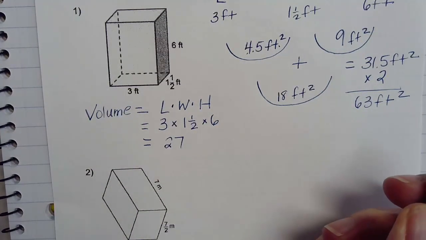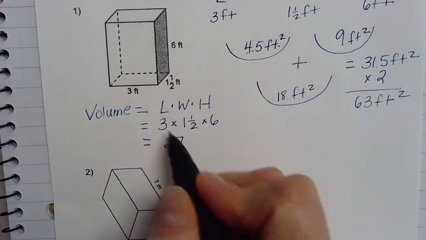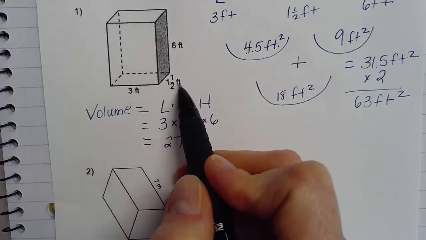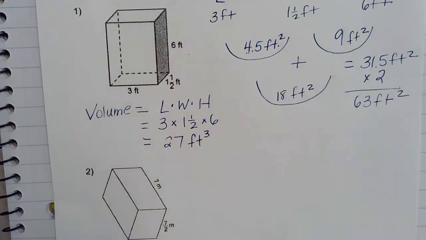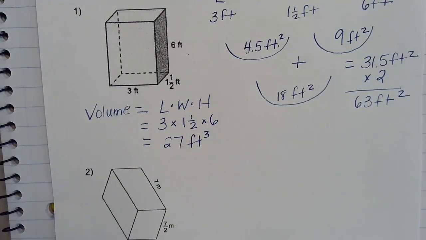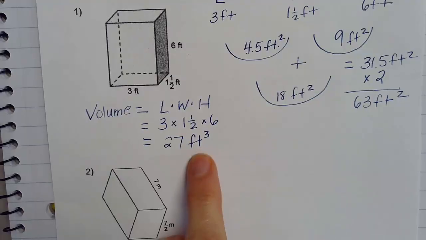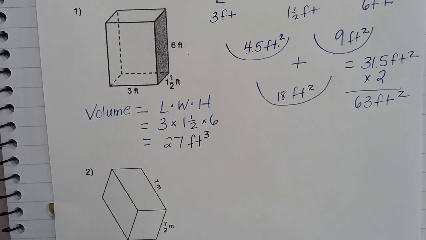Feet, it's volume. Feet cubed because it's feet times feet times feet. So it's going to be feet cubed. Questions. This is flat, and these are cubes that are 1 foot by 1 foot. Okay, they're whole unit cubes.